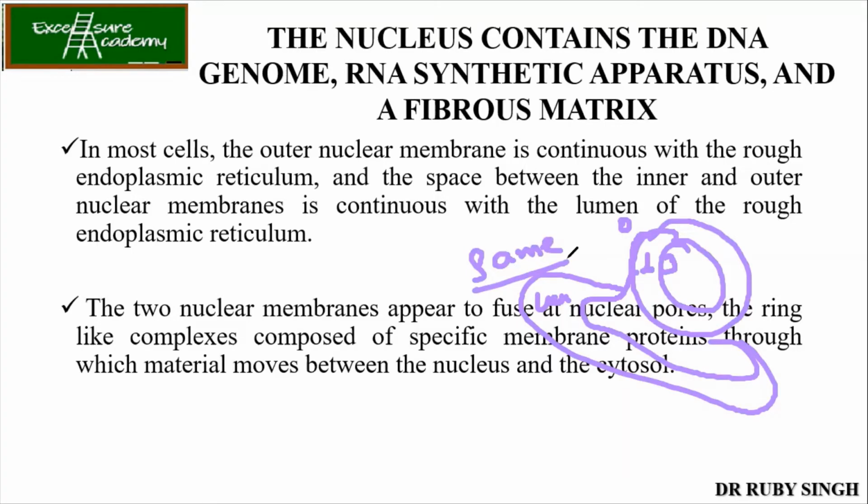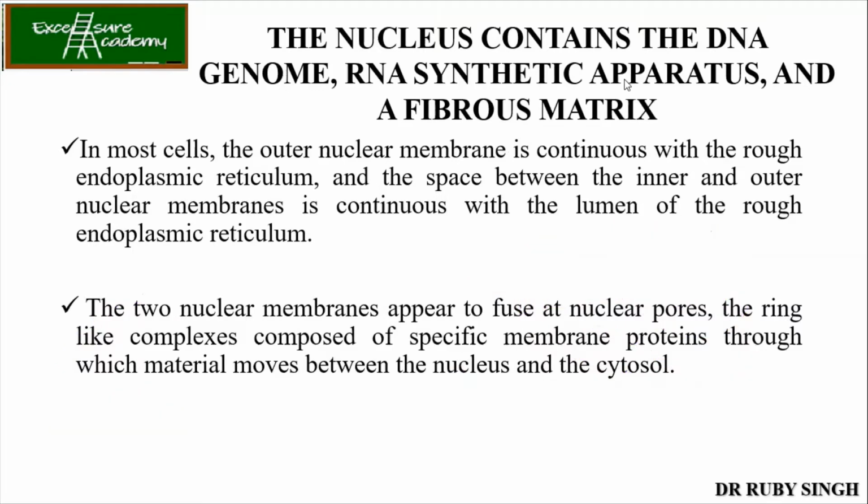Okay. Now, the two nuclear membranes appear to fuse at nuclear pores. The ring-like complex comprises specific membrane proteins through which material moves between the nucleus and the cytosol. And here they are talking about the NPC. You can stop me in between if something is not clear.